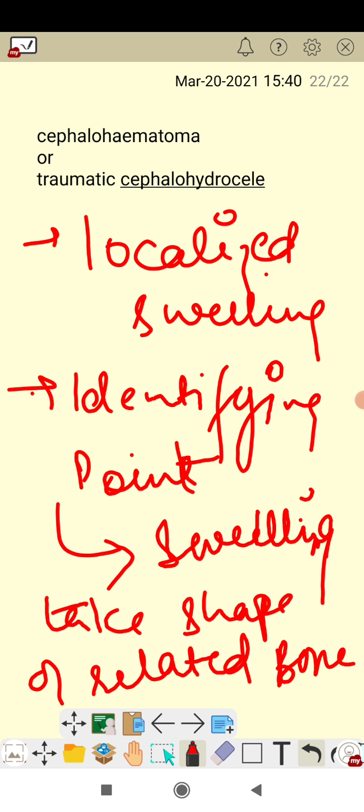Next, nerve supply of the scalp, arterial supply of the scalp, venous drainage of the scalp. We will study in the next lecture.